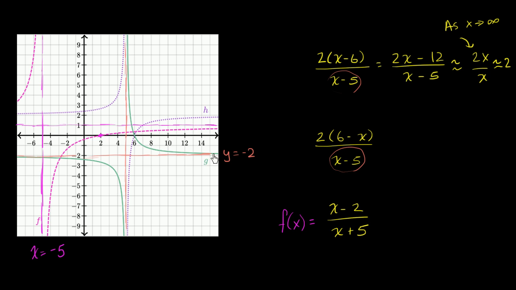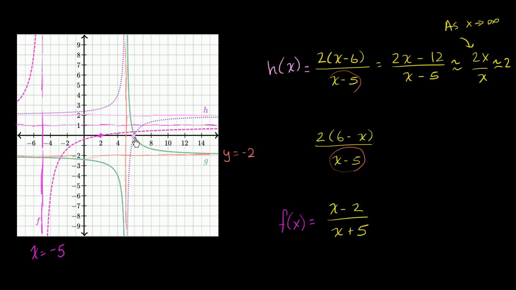G's asymptote isn't at 2, it's at negative 2. H's asymptote is the one that looks like it's at y equals 2. So this top one looks like h of x. And we can confirm that. When would h of x equal 0? Well, the numerator equals 0 when x equals 6, and we see it right over here.